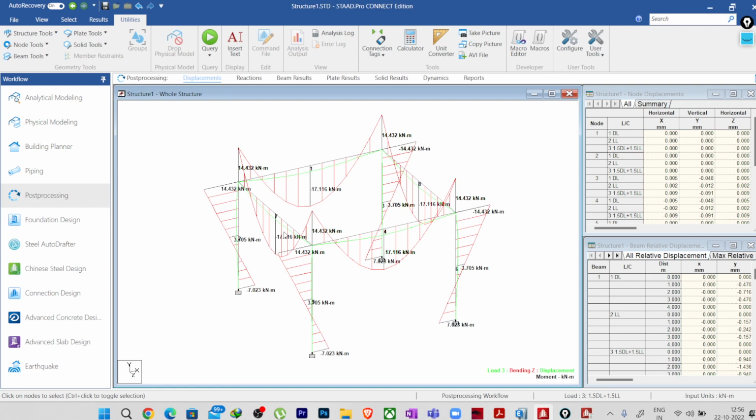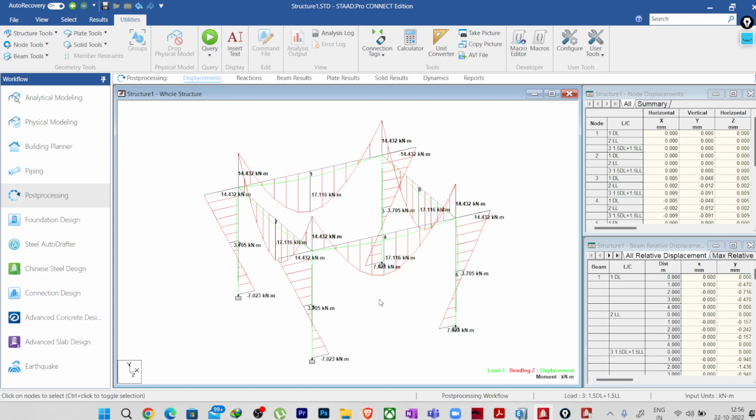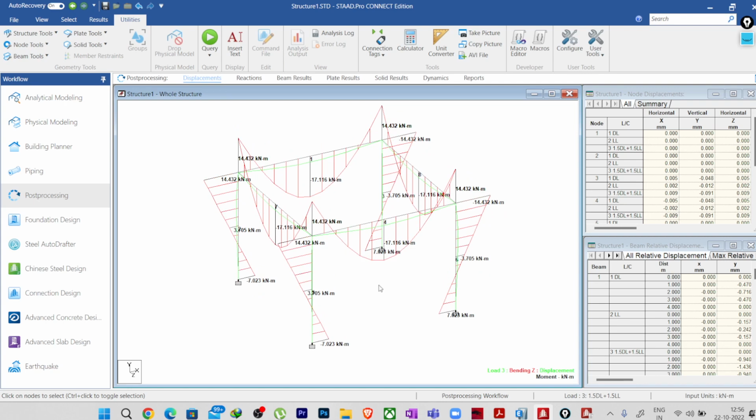So you just have to check these things. Whatever you assume, whatever you give as the input, the software will give you the output accordingly. So these are the reasons why two different softwares have two different ways of working. Once you understand how they work, the results will not differ that much.